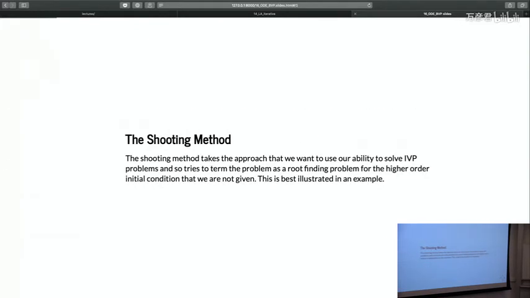Okay, so the first method is called the shooting method. It is actually a searching method. The idea is that we're going to reformulate the problem from a boundary value problem to an initial value problem and guess what the missing data is, see if it works, and then check and come up with a new guess.